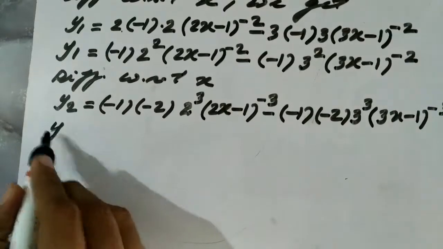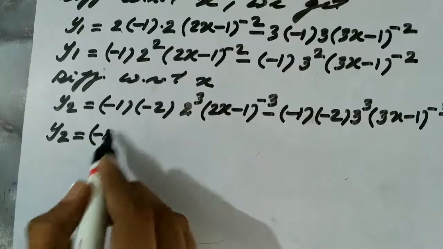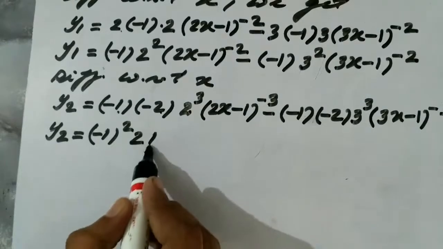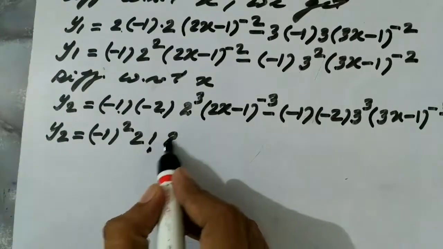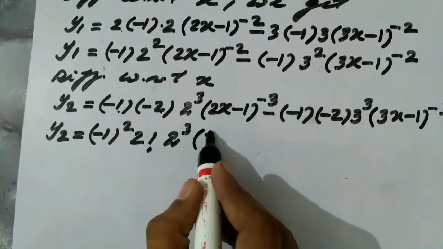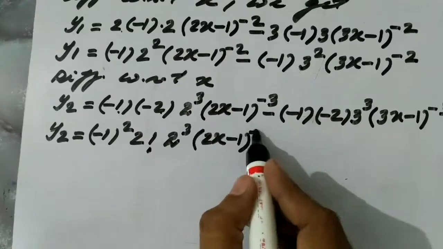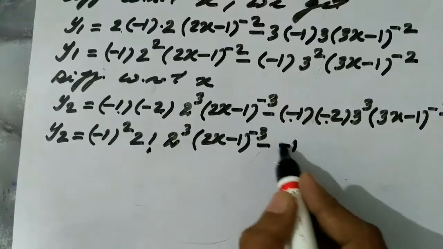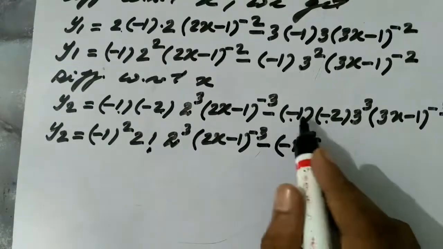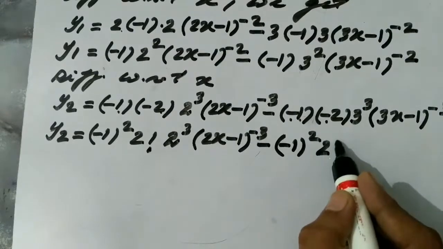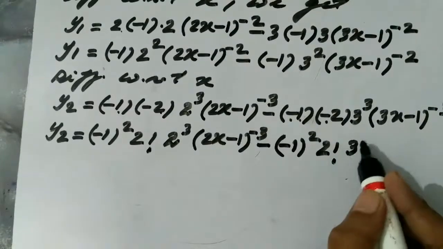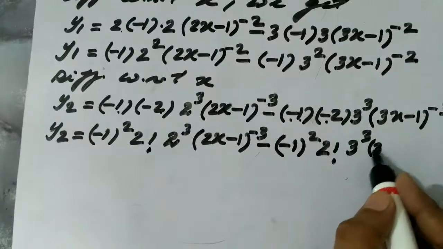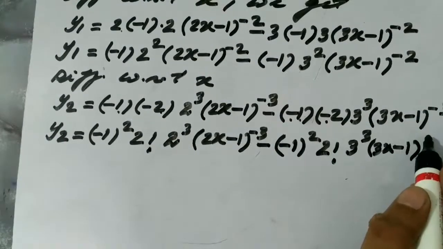So we may write it as y2 is equal to minus 1 whole square, and 1 into 2 can be written as factorial 2, and 2 cube, into 2x minus 1 raised to the power minus 3, minus into minus 1 whole square, 1 into 2 we may write factorial 2, 3 cube, into 3x minus 1 whole raised to the power minus 3.